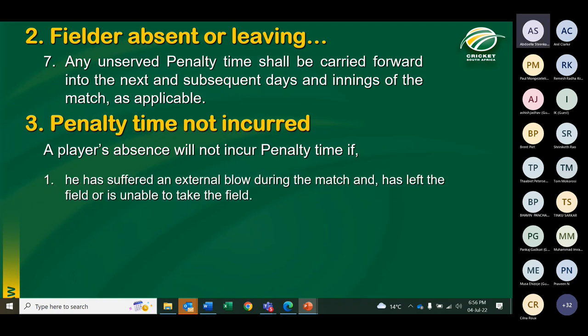If the player suffers an external blow during the game, and then that injured player has to leave the field of play. So the emphasis here is an external blow. Examples of external blows: the bowler, a spinner, bowls a short ball, the player cuts the ball into short leg's shin, and short leg goes down. That is an example of an external blow where the ball hit the leg of the fielder. The umpire saw it with their own eyes.